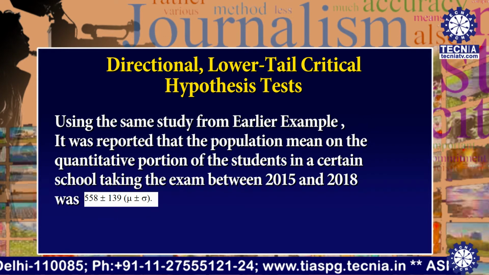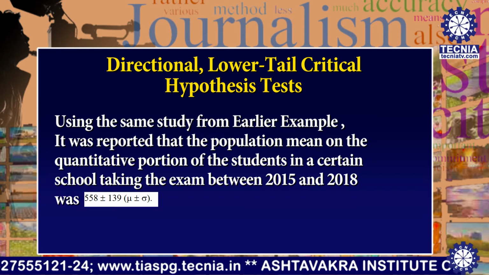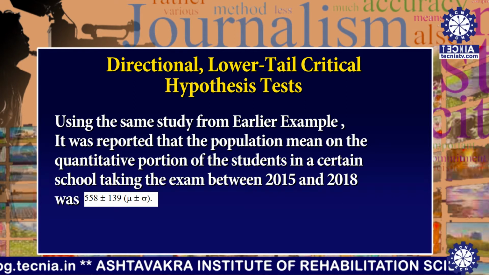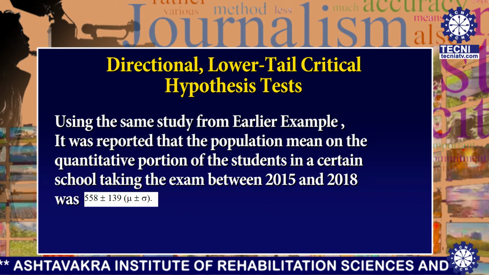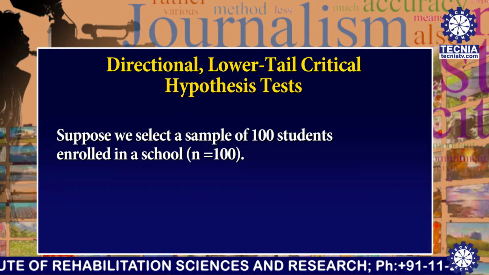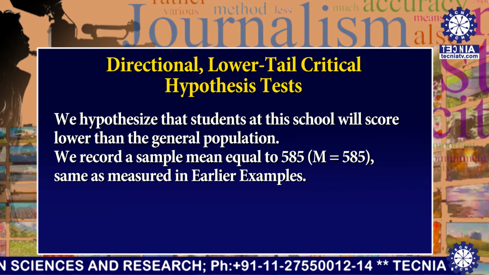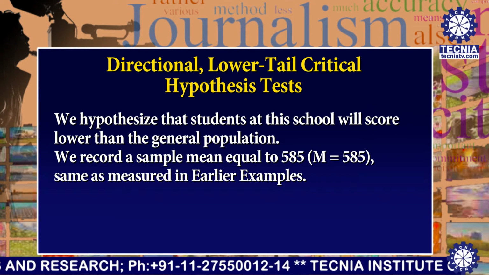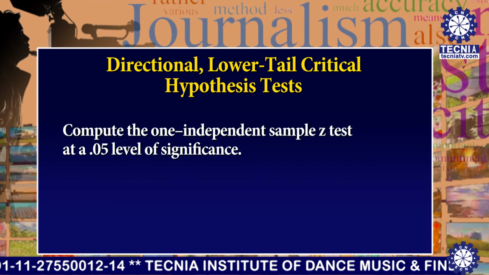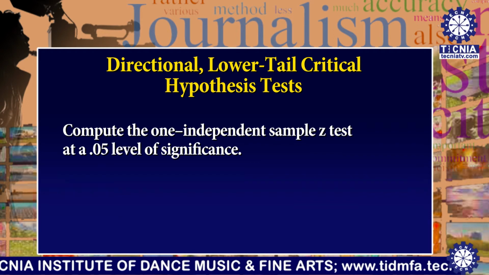Using the same study from example 1, it was reported that the population mean on the quantitative portion of the exam for students in a certain school taking the exam between 2015 and 2018 was 558 plus minus 139. Suppose we select a sample of 100 students enrolled in a school. We hypothesize that the students at this school will score lower than the general population. We record a sample mean equal to 585, same as measured in our earlier examples. Now compute the one independent sample Z test at 0.05 level of significance.